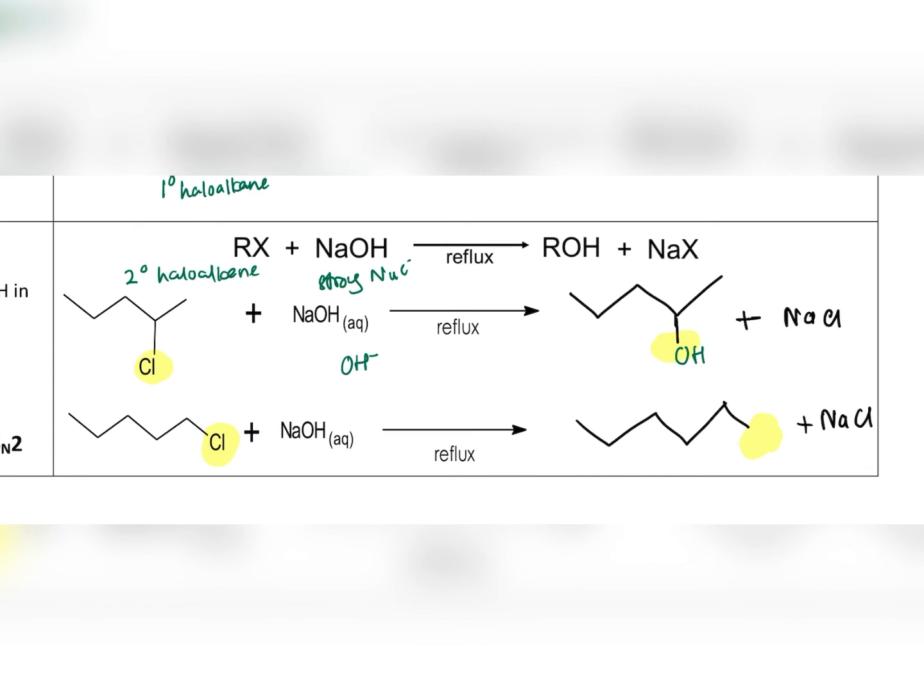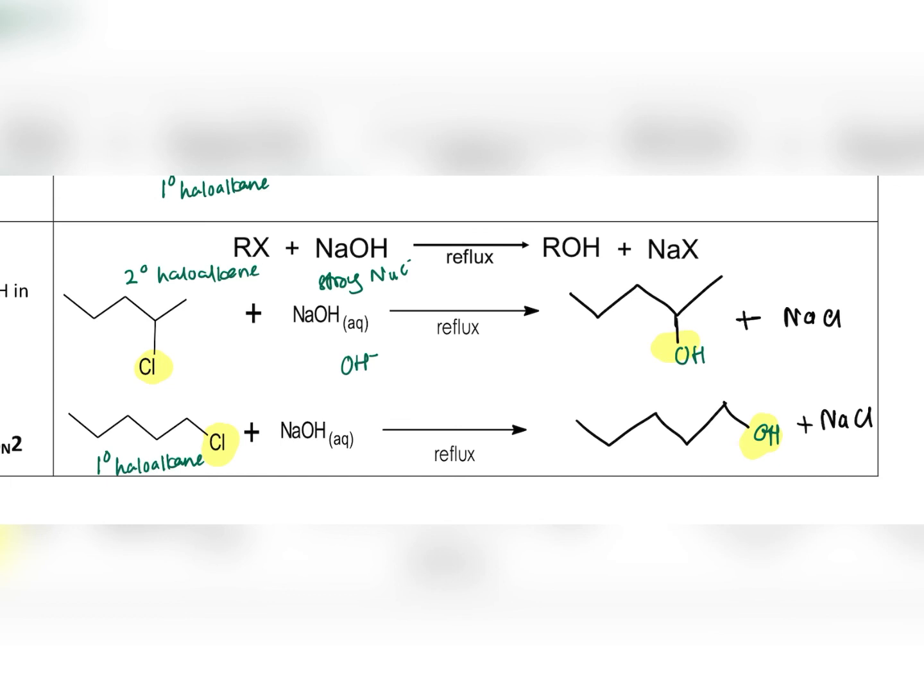Okay, sama juga dengan the second example here. So this is your primary haloalkane. So halogen attached to this carbon. This carbon is a primary carbon, so dia adalah primary haloalkane, and react dengan sodium hydroxide. So this is your strong nucleophile. So nanti kita akan dapat OH minus. So OH minus ni akan ganti dekat position Cl. Okay, so kamu akan dapat your primary alcohol.